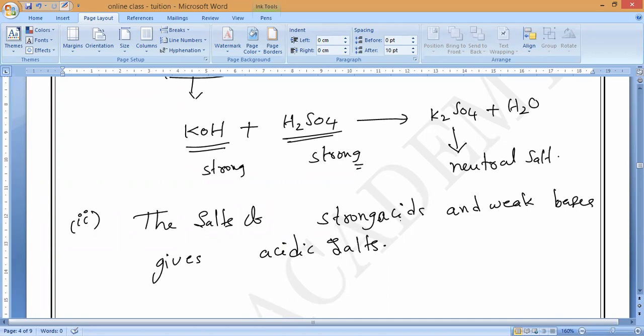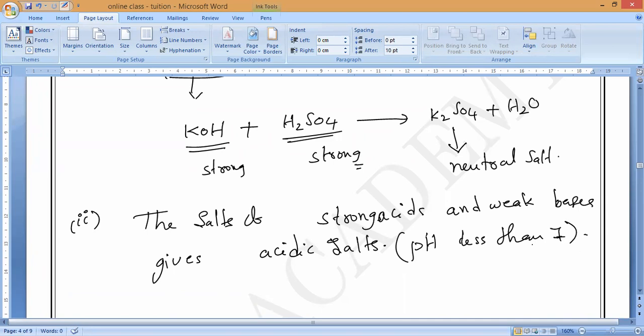Opposite next, basic salts, how will they come? From a strong base and a weak acid. Very good. What is the pH value of this one? Less than 7, below 7. Note it down.